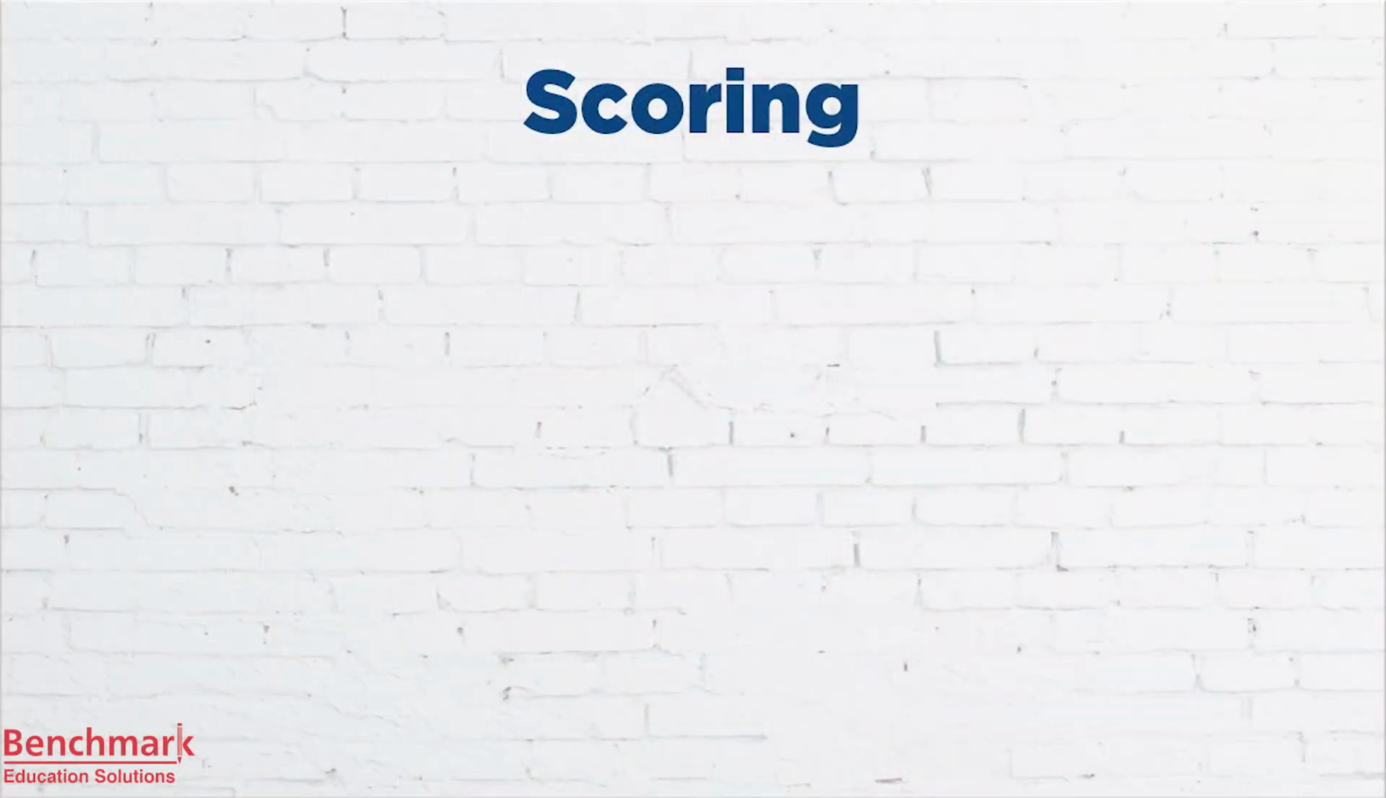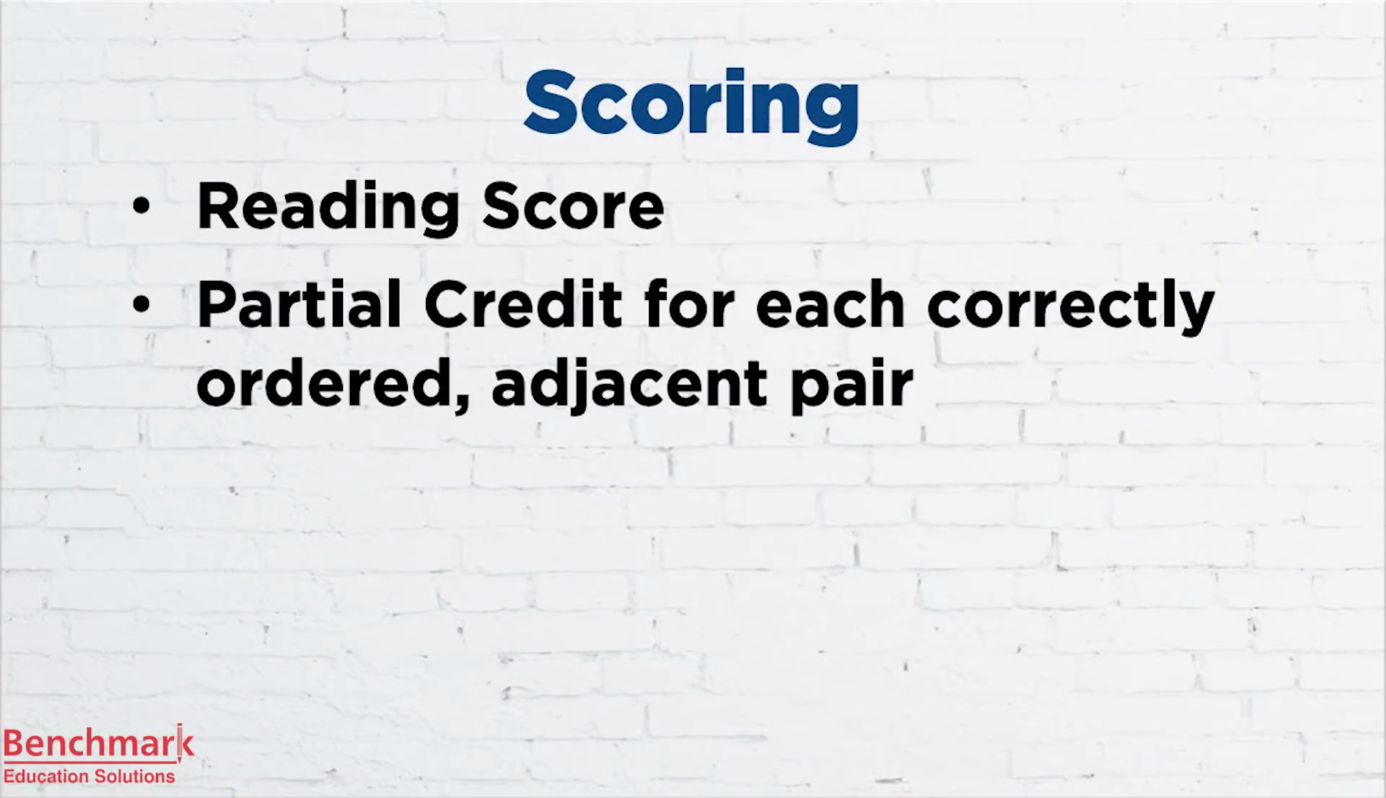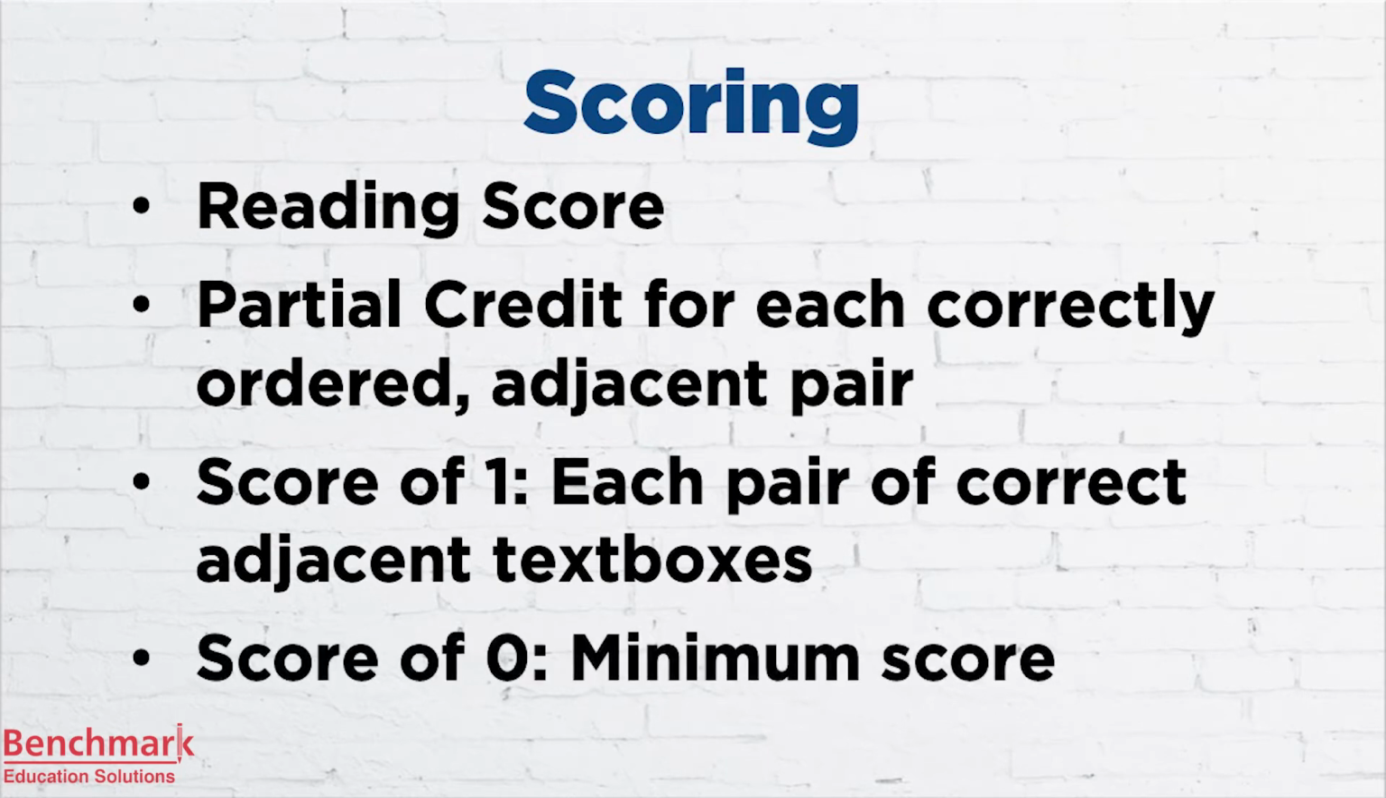The scoring is a little complicated, so I'll take you through a few options. This is part of your reading score, and you receive partial credit for each correctly ordered and adjacent pair. A score of 1 is given for each pair of correct adjacent text boxes, and a score of 0 is the minimum score. Negative scoring is not used for this question type. Let's look at an example of possible scoring scenarios just to give you a better idea.